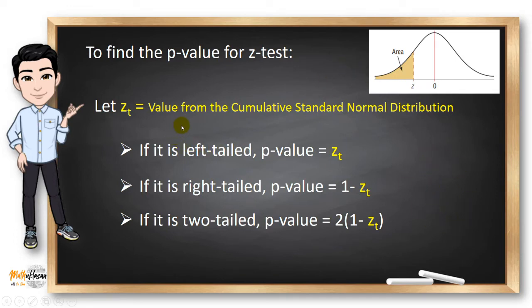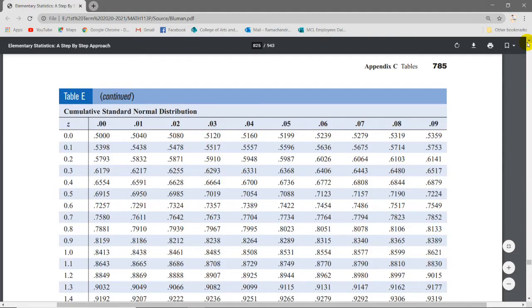Let ZT be the value from the cumulative standard normal distribution. If it is left-tailed, the p-value is the value that you got from the table. If it is right-tailed, you need to subtract the ZT from 1. If it is two-tailed, you need to get the 1 minus ZT and multiply it by 2. You need to note that this is only applicable if the area is given on the left side of Z, or you are using the same cumulative distribution table that I'm using.